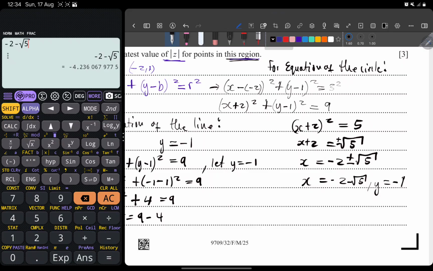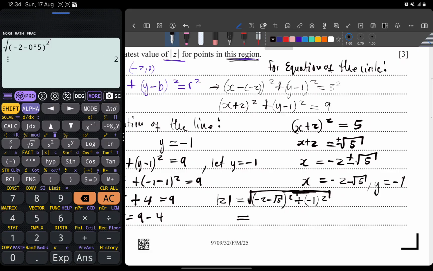So now we are just going to find the modulus of z. The modulus of z is the square root of (−2 − √5)² + (−1)². It's x² + y², then you take the square root, and this will give you the modulus of z. What is this going to be equal to? I'm just going to use the square root sign. Inside I open the bracket, I say −2 − √5, close bracket, squared.